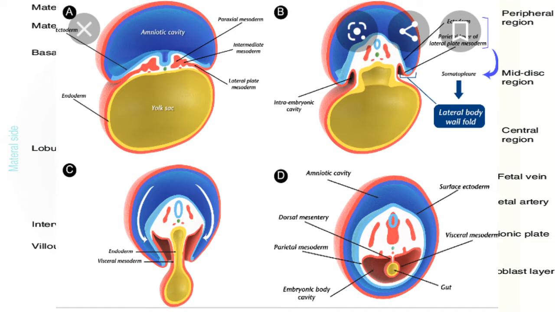It's really called the paraxial mesoderm. But in the other videos, if you happen to see it, you have an animal pole and a vegetal pole. The animal pole is considered the top part, and that's what the sperm enters into. The sperm enters into the amniotic cavity, the animal pole.